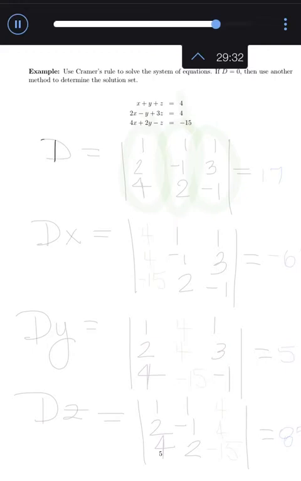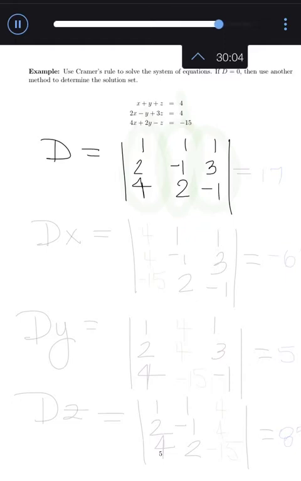So the determinant D should be formed just by the coefficients of the x, y, and z, and should have nothing to do with the actual other side of the equation. So the determinant that we're looking for is the determinant for the matrix 1, 1, 1, 2, -1, 3, 4, 2, -1.